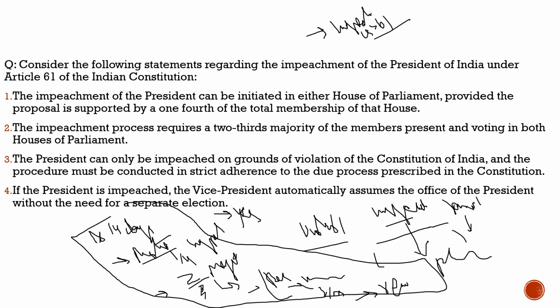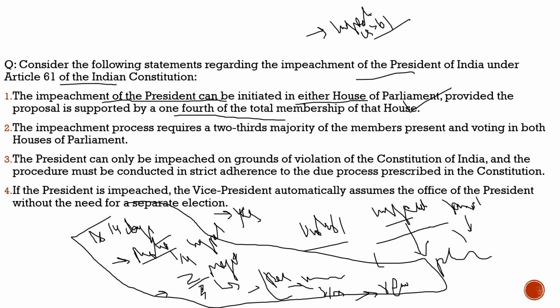In this way, the question can be asked in the exam. Here the question says, consider the following statements regarding the impeachment of the President of India under Article 61 of the Indian Constitution. First statement, the impeachment of the president can be initiated in either house of the parliament, 100% correct, provided the proposal is supported by 1/4 of the total membership of that house, 100% correct. That is what we discussed.